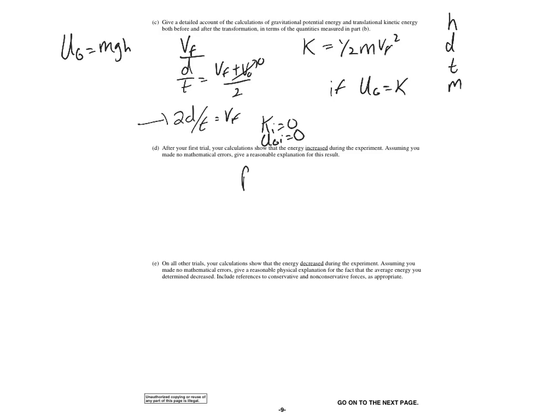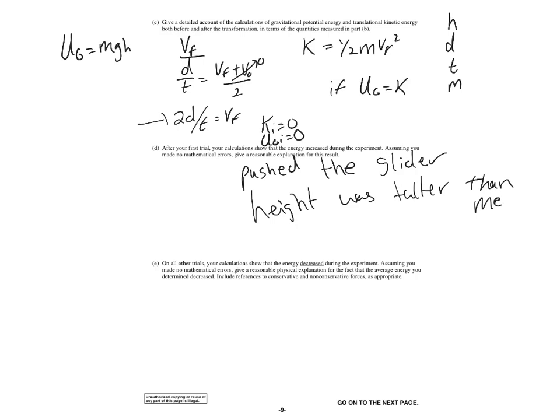So maybe you pushed the glider. Maybe the height was taller than you measured. There's anything that you can think of that would increase the energy of the system, you could write down. I'm sure there were more, but they said push the glider. I thought maybe you mismeasured the height, but as long as there's a reasonable explanation as to why that would add energy. So pushing the glider would be an added bit of work. Added height would give you some added potential energy.